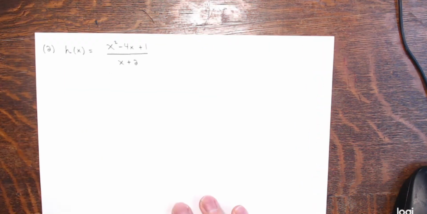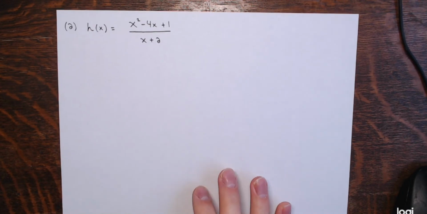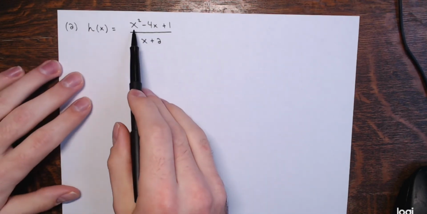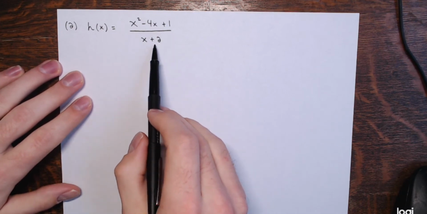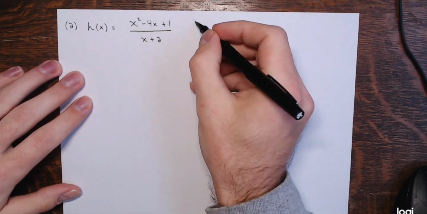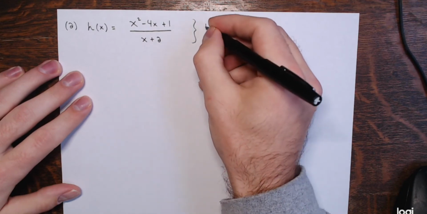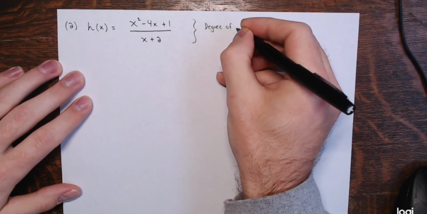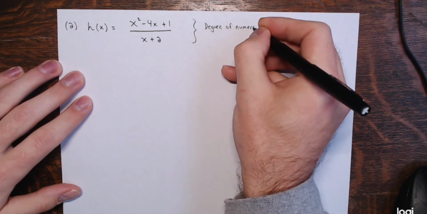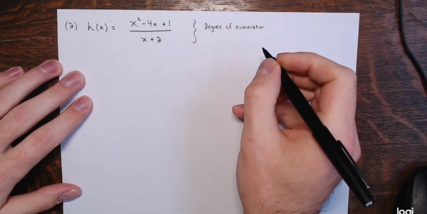All right, so this time I have, the degree of the numerator is 2. The degree of the denominator is 1. So here, the degree of the numerator is larger, meaning I have to divide.